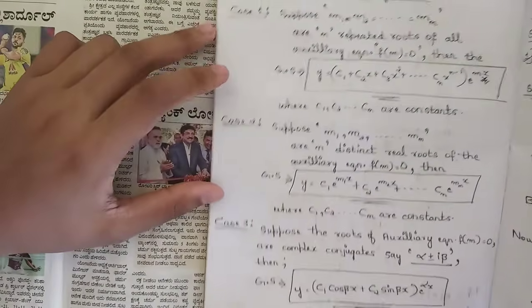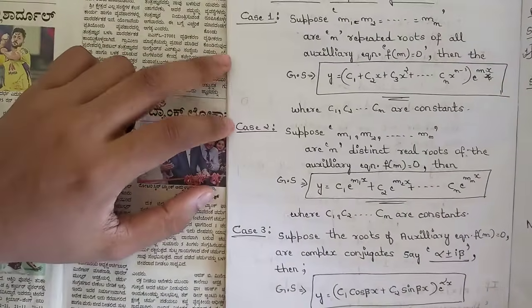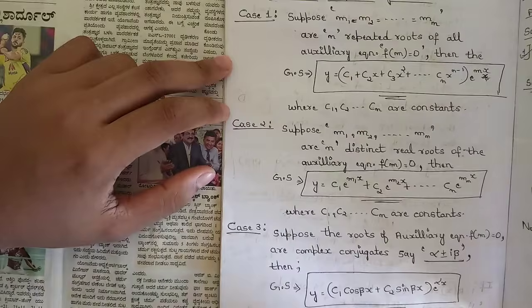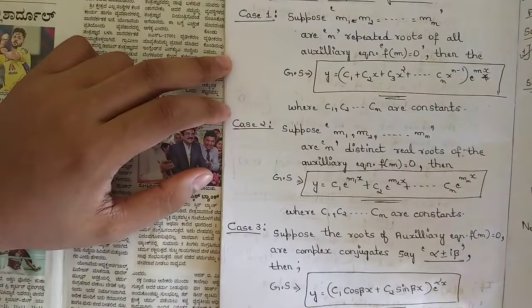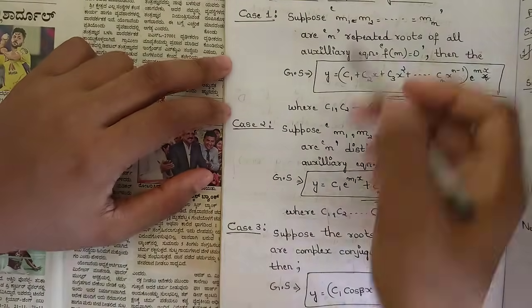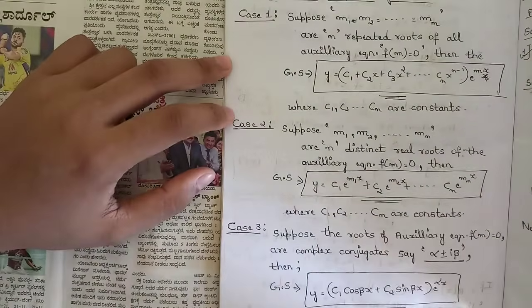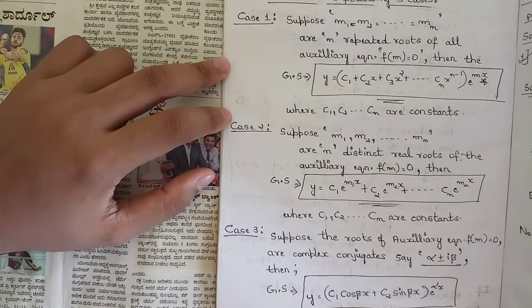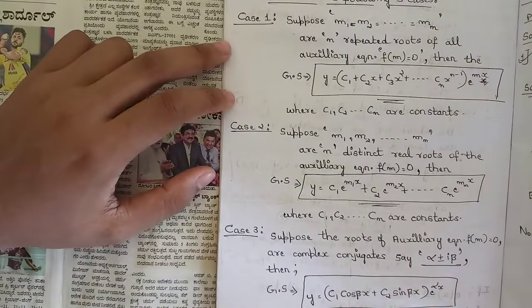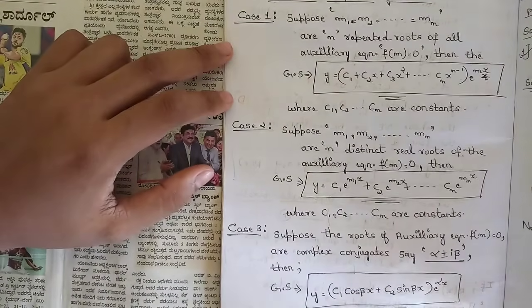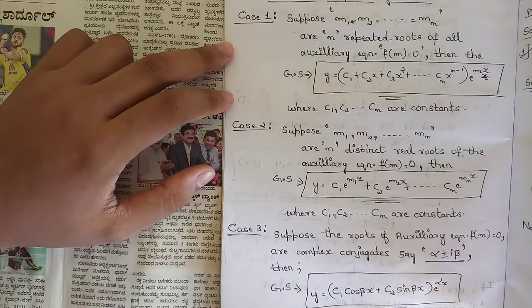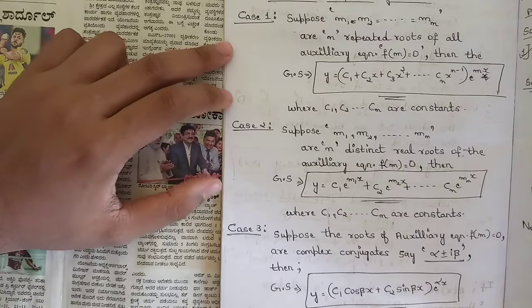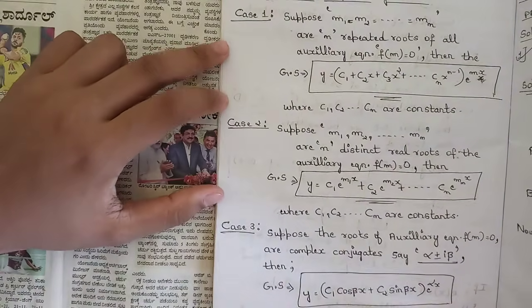So now, in order to solve these kinds of problems, these homogeneous equation problems, we have three cases. After writing the auxiliary equation, we are going to get a quadratic kind of equation. In that quadratic equation we apply the quadratic formula and find the roots of the equation.